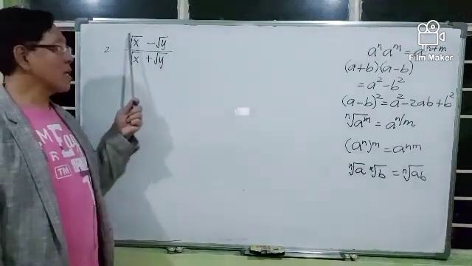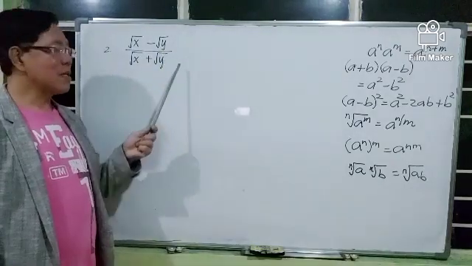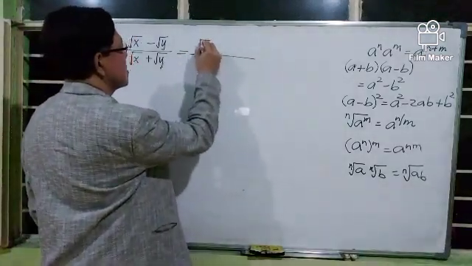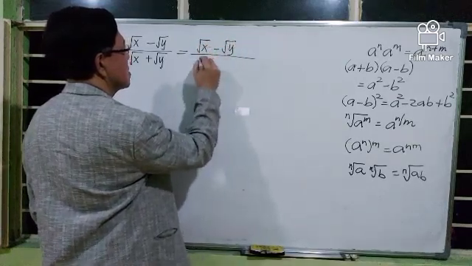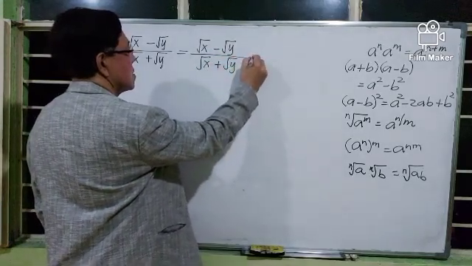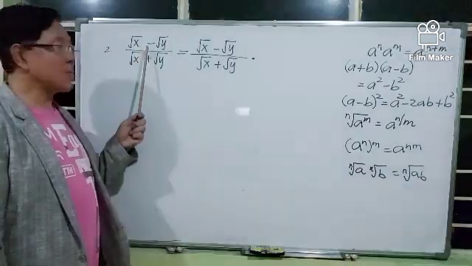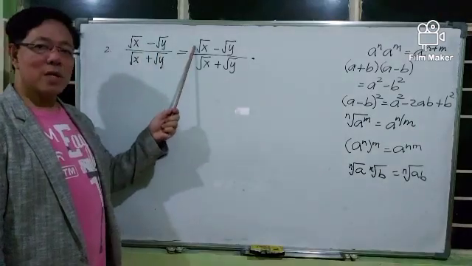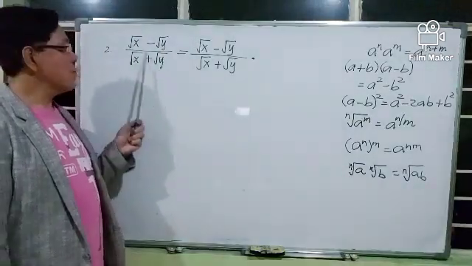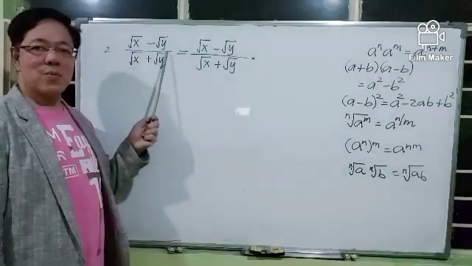To rationalize the numerator here, square root of x minus square root of y, we multiply the numerator and the denominator of the given rational algebraic expression by the conjugate of the numerator, the conjugate of square root of x minus square root of y.